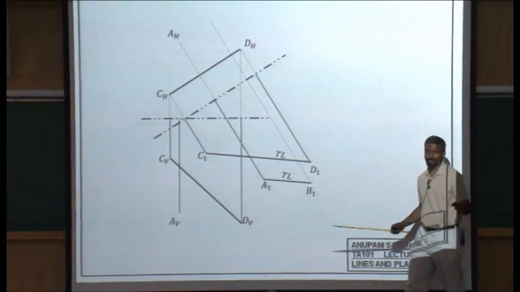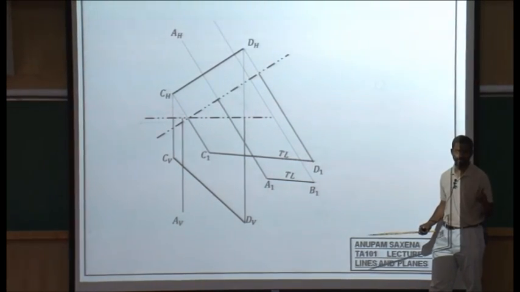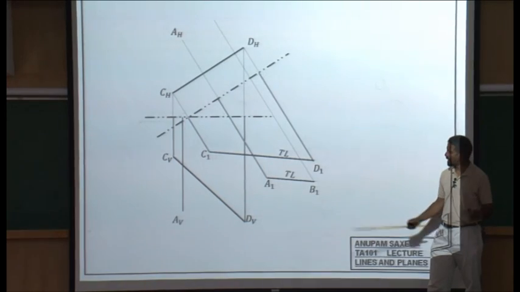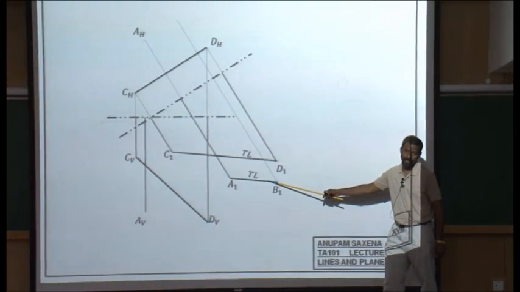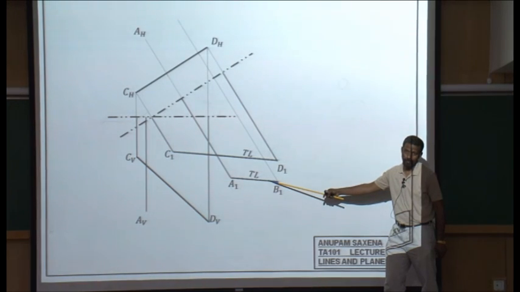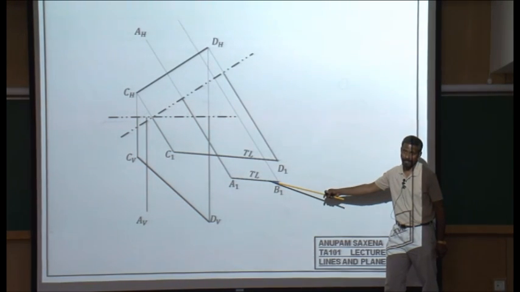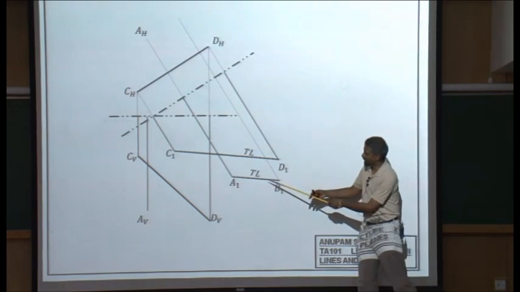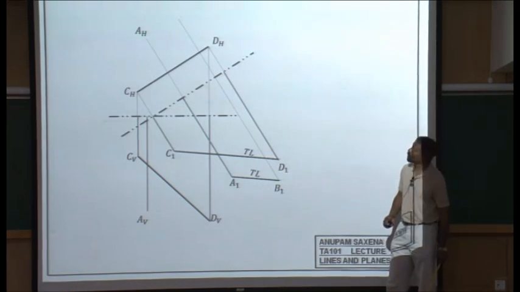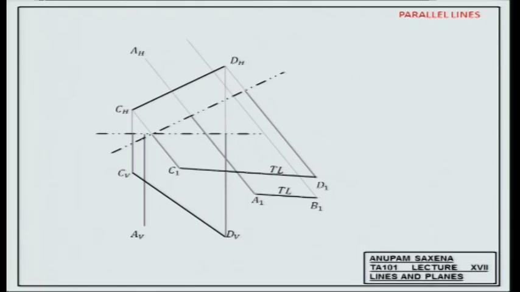I don't know the distances right now. But what I know is if this is in true length, its corresponding projection in the other view has to be parallel to the hinge line. Okay? Which is what I'm going to be using. So I'm going to be ensuring that this guy is in true length. I'm going to go up and draw a line segment which is parallel to this hinge line.